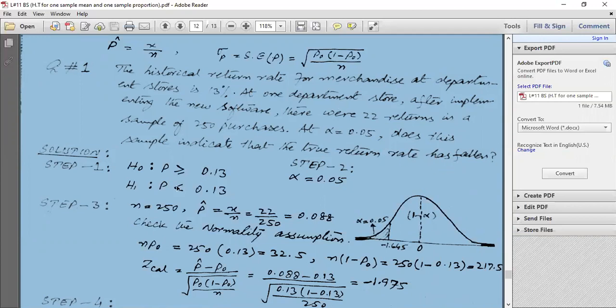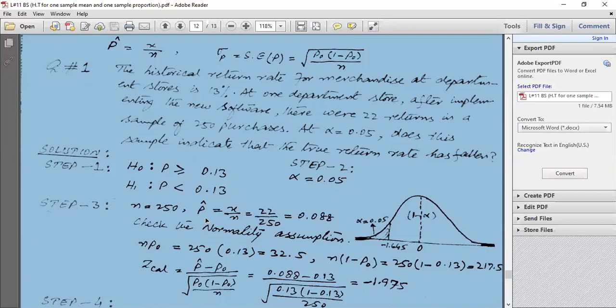It means we apply here a left tail test, because the population proportion is less than 0.13, and that is the alternative hypothesis. So that's why we call it a one tail test. Alpha you have been given, that is step number 2. In step number 3 we will find the Z calculated value with the help of some quantities.